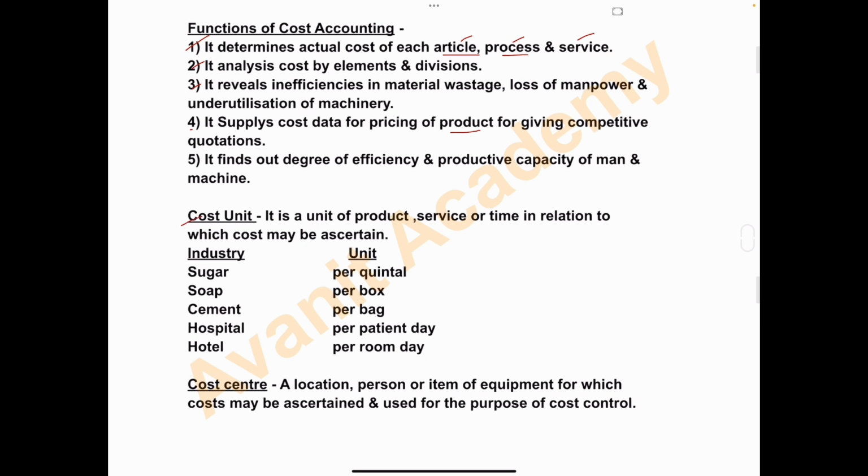Next one is cost unit. It is a unit of product, service or time in relation to which cost may be ascertained. So sugar per quintal only. So the cost will be calculated per quintal. Soap per box. Cement per bag. Hospital per patient per day. Then hotel per room day.